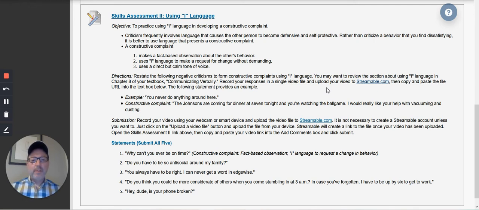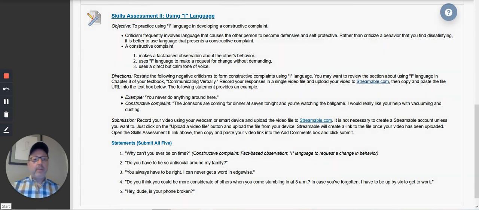So, "The Johnsons are coming for dinner at 7 tonight and you're watching the ball game." That's back to step 1. It makes a fact-based observation about the person's behavior. And again, the more specific you can make that, the better. Then here comes step 2, the I statement. "I would really like your help with vacuuming and dusting." So what do I want? I'm not blaming the person for anything. I'm just telling them what I want them to do. Plain and simple.